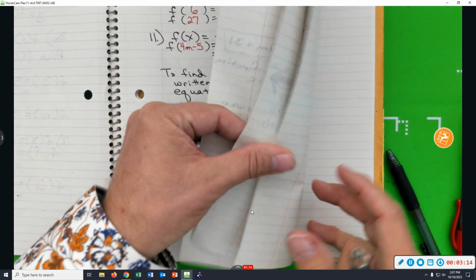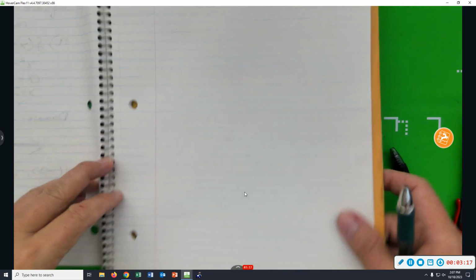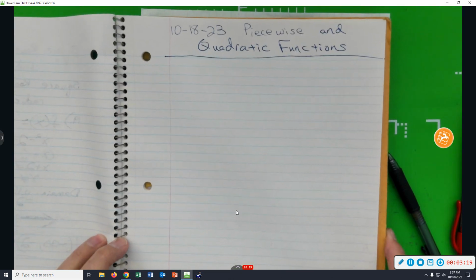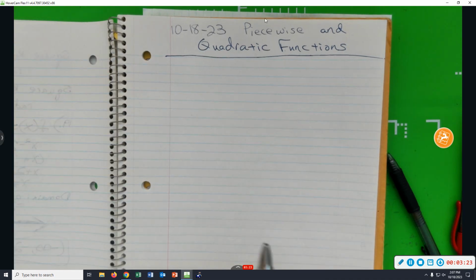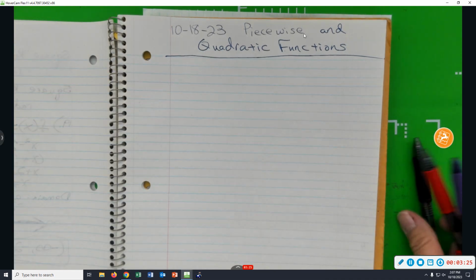Now, moving on. We're looking at two different types of functions in this assignment, piecewise and quadratic. We'll start with piecewise.